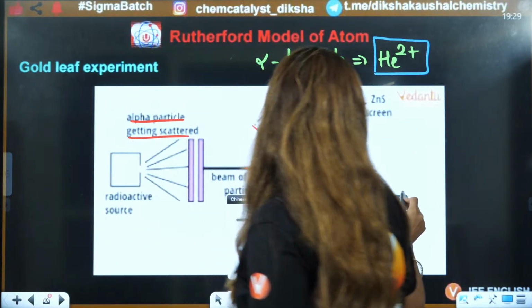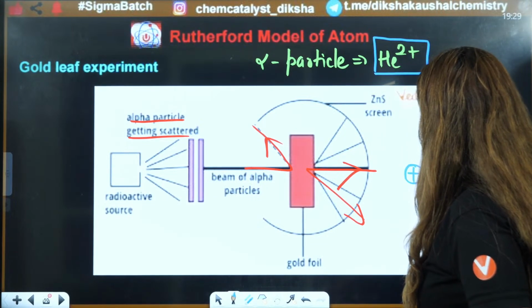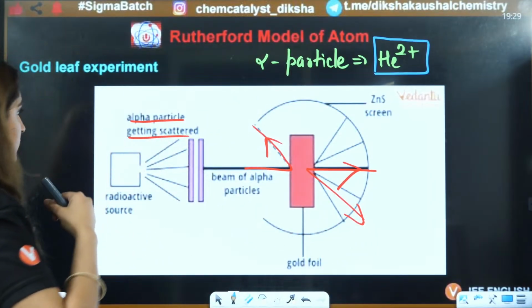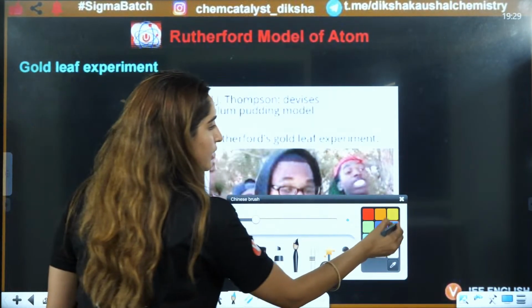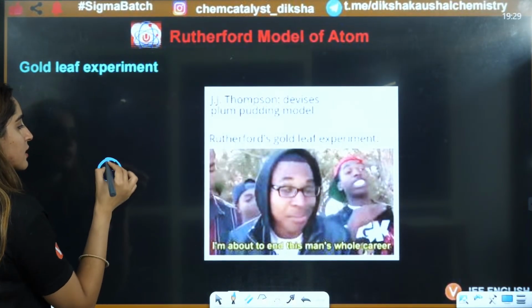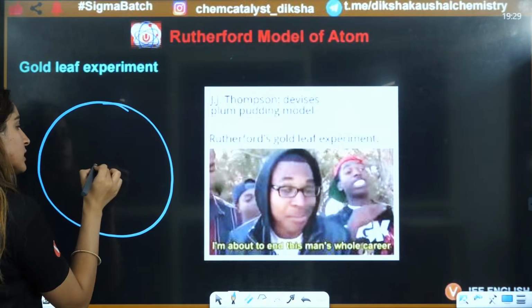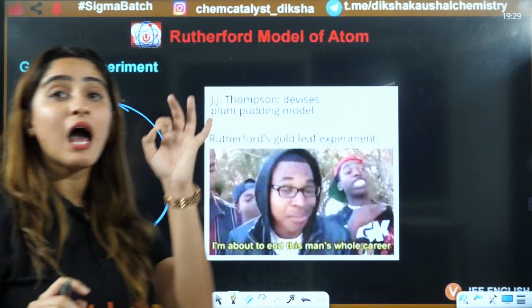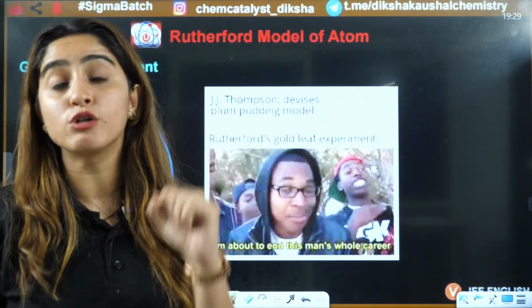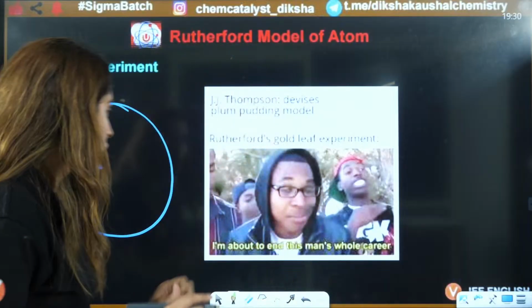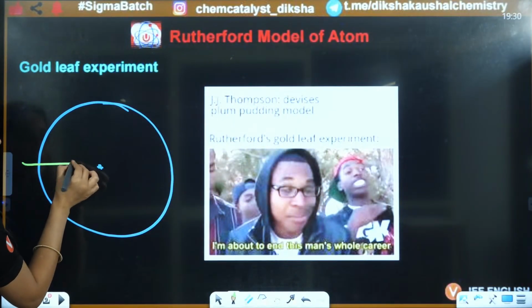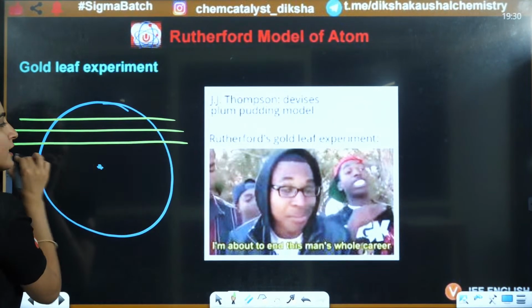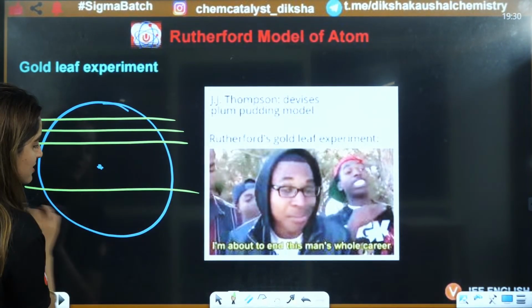See, this is the nucleus. Understand one thing. If this is the atom, let's say the nucleus is very, very small. Now, what exactly is happening? Because the alpha particle is a positively charged particle, it will get repelled by the positive charge. Because most of the space inside the atom is empty, that's why it is passing very easily. Here also it is passing very easily.